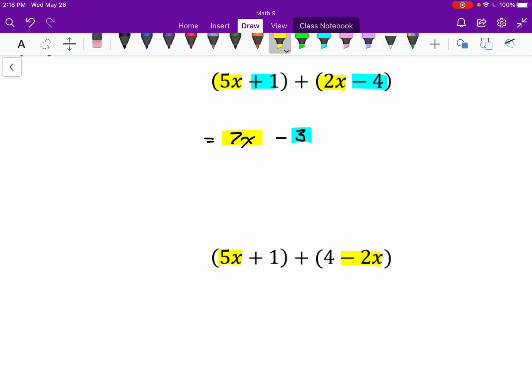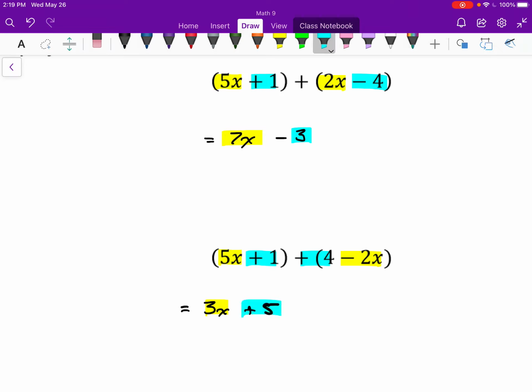So still by looking at this, I have 5x and minus 2x. Those are the like terms that have a variable x. 5x and negative 2x, or 5x minus 2x. However you want to think about it, it's the same thing. And 5 minus 2 is 3, so 5x minus 2x is 3x. And then I have positive 1 plus 4. And positive 1 plus 4 is 5.